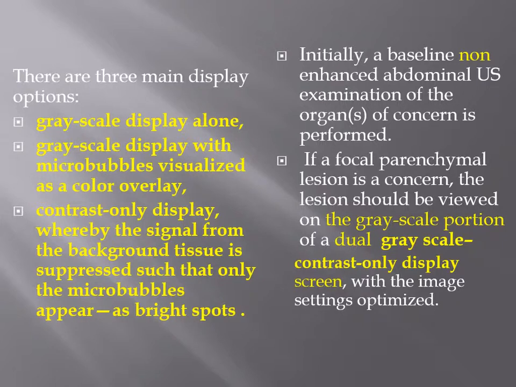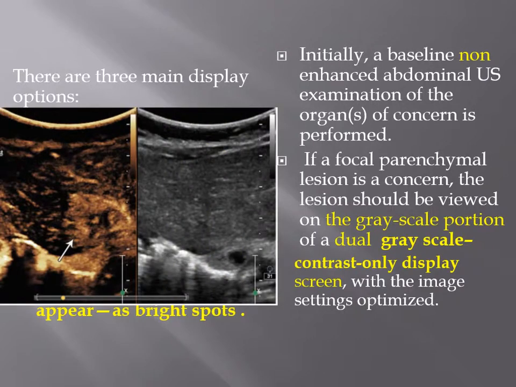The image that we take is composed of three main display options. First of all, the grayscale display, the usual that we use. The second one is the grayscale display with the microbubble contrast, which will be visualized as a color overlay. And the third one is the contrast-only display, in which it will suppress the signal from the background in order to enhance the vascularity, so the contrast appears as much brighter spots. Exactly similar to this picture.